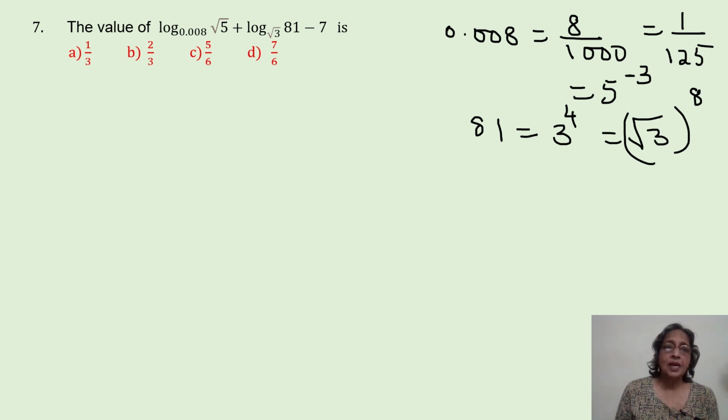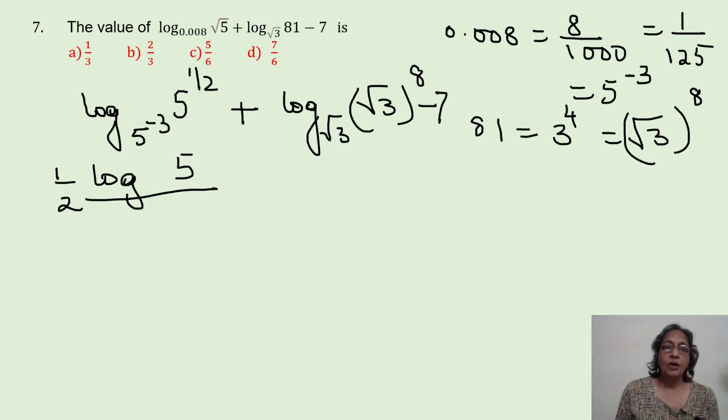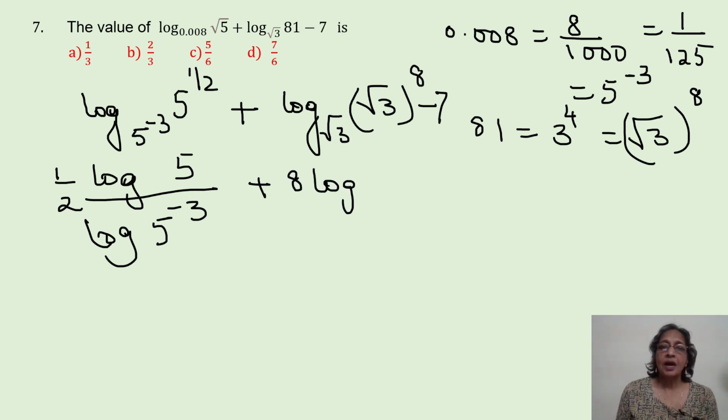So the value of this now becomes log of 5 raised to half. For the 0.008, I'm going to put it as 5 raised to minus 3, plus for 81, I'm going to put it as under root 3, the whole thing raised to 8, and to the base under root 3. So this becomes half log 5 upon log 5 raised to minus 3 plus 8 log under root 3 to the base under root 3 minus 7.